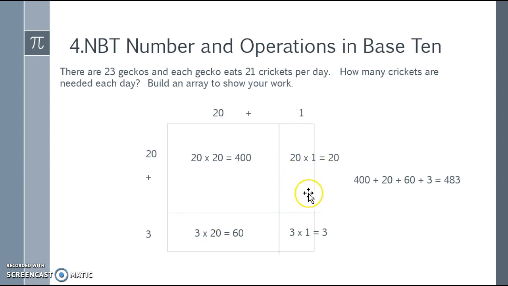In this little area here, we have 20 times 1. We did have 2 tens there, so it would be 20. Here we created, there was 10 here, a group of 10 here, and each one had 3, so we had 3 times 20, so 60. And then our units was 3 times 1, which is 3. And if we add them all together, we get 483.